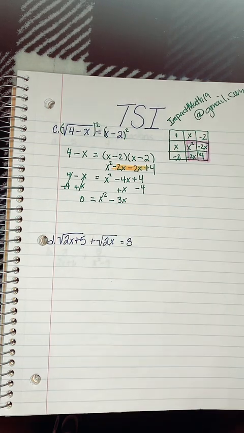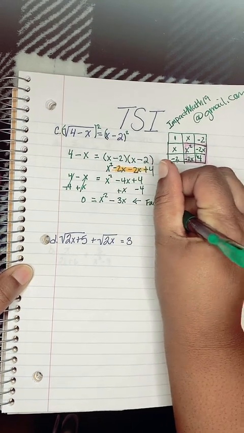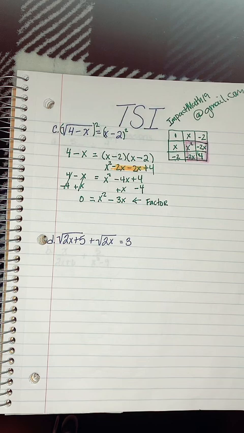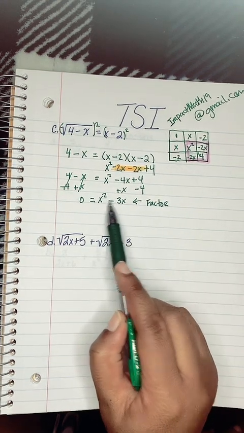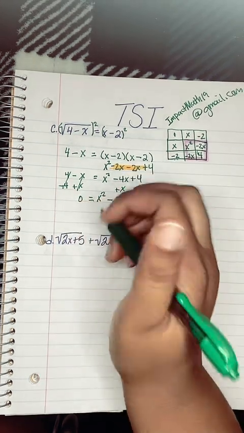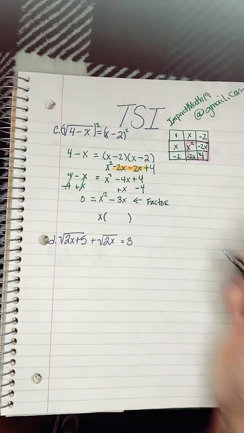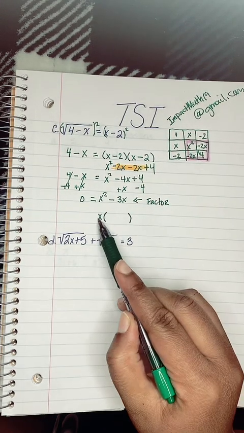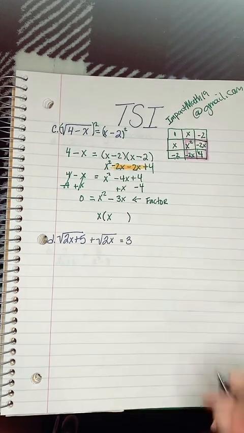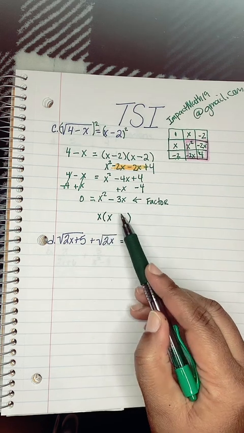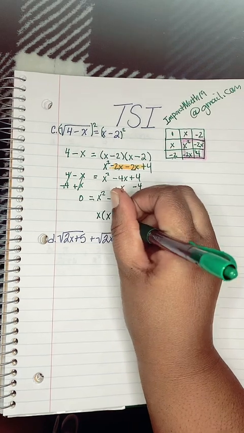Subtract 3x. What we actually want to do here, you guys, is factor. Factor, factor, factor. So what we want to do is take out the x, pull it out. And how we pull it out is we write x, then we do a parenthesis. And we ask ourselves, x times what gives us x squared? Well, x times x does. Then we say x times what can give us negative 3x? Well, we need the negative 3.